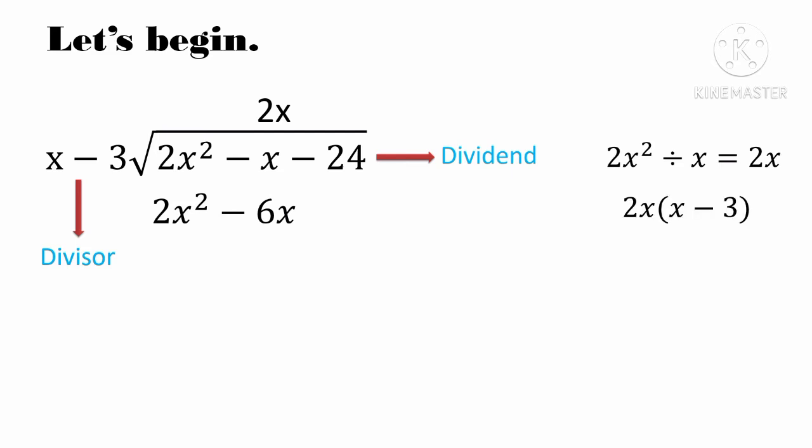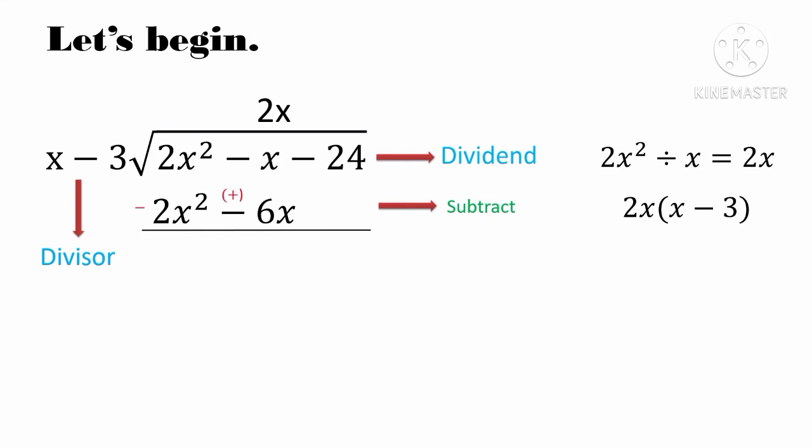So, atong process ani, same ra man sa whole number. So, we have to subtract. 2x squared minus 2x squared is 0. Negative x minus negative 6x is positive 5x. Then, bring down negative 24.